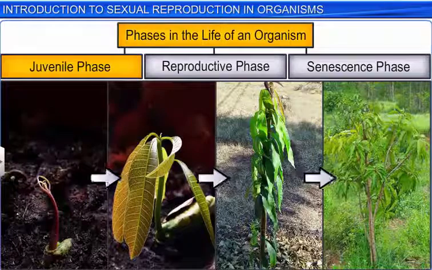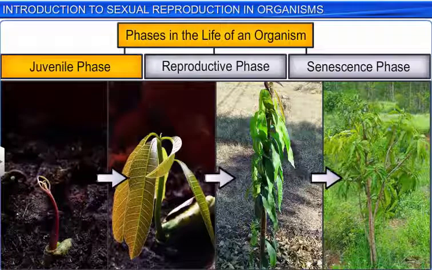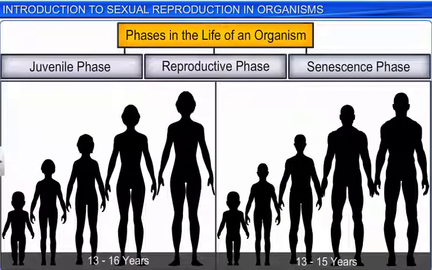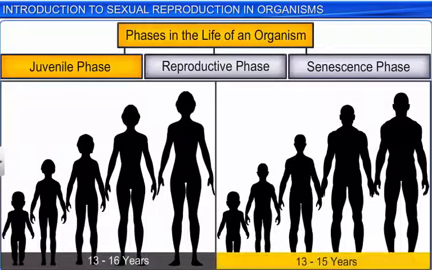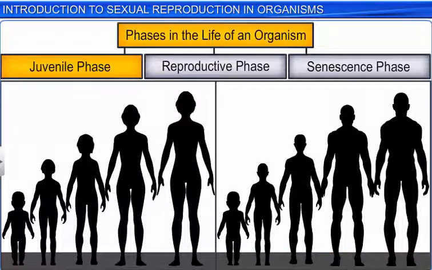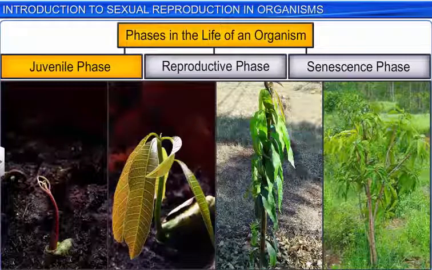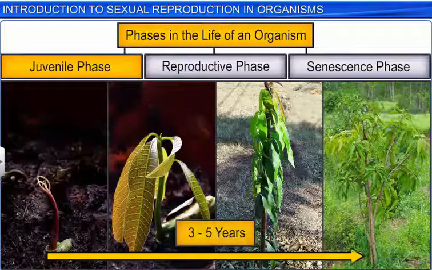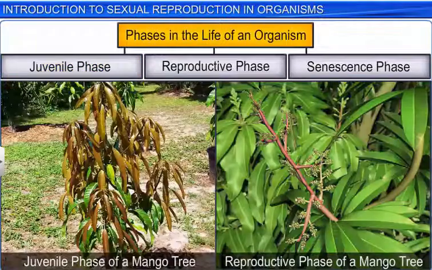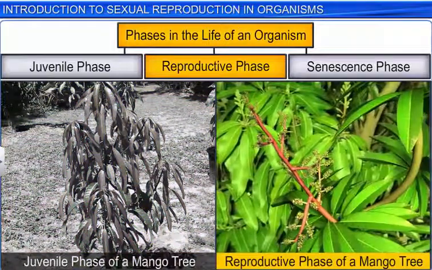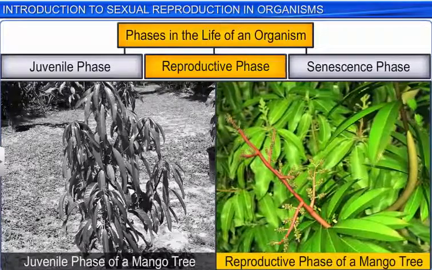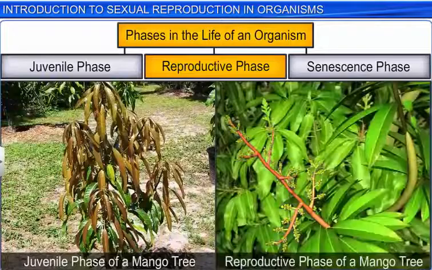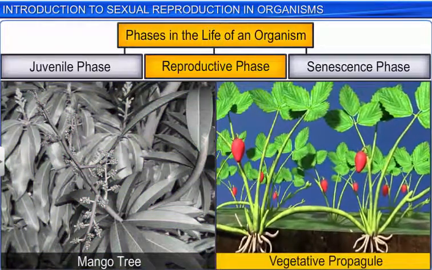Interestingly, the duration of the juvenile or vegetative phase varies in different organisms. In human beings, for instance, the juvenile phase lasts for 13 to 16 years in the case of females and 13 to 15 years in males. Whereas a mango tree remains in the vegetative phase for around 3 to 5 years. The juvenile phase is succeeded by the reproductive phase in both plants and animals. In the case of plants, this phase is marked by the appearance of flowers or vegetative propagules such as runners.